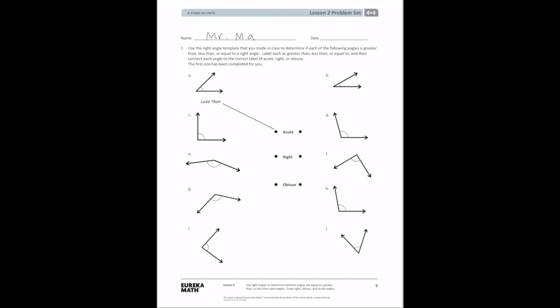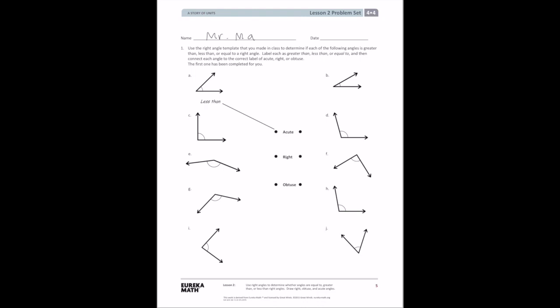We're going to have some fun today looking at our lesson two, and it's again identifying particular things in angles. So, our target is I can use right angles to determine whether angles are equal to, greater than, or less than right angles. And then the names that go with it, as you've seen in the previous video that I had you preview, are right angles, obtuse angles, and acute angles. All right, let's get started.